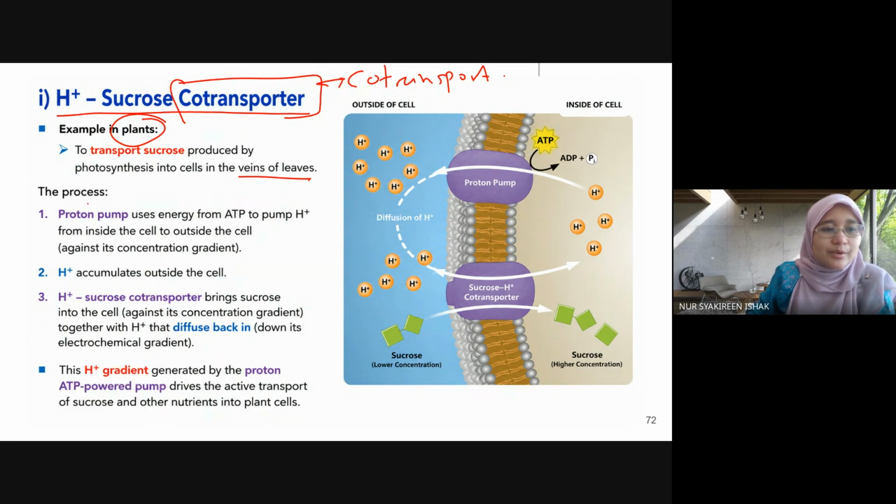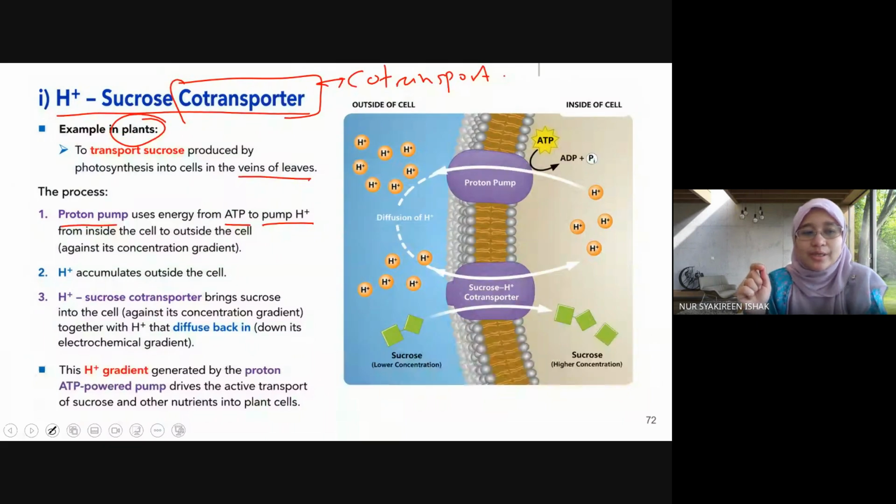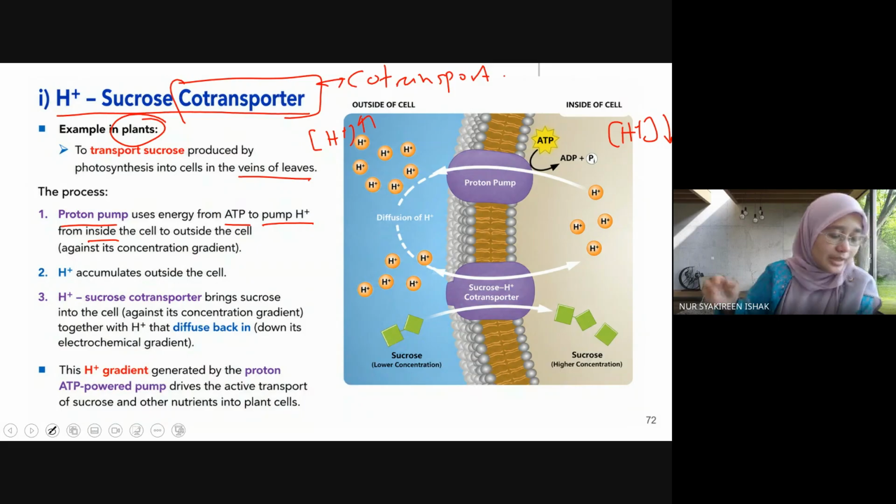Okay, so the process. First, it uses the proton pump. The proton pump uses energy from ATP to pump hydrogen ions from inside the cell to the outside of the cell. Inside the cell, the concentration of hydrogen ion is low. Outside the cell, the concentration of hydrogen ion is high. So it goes from low to high. That's why it requires energy from ATP.